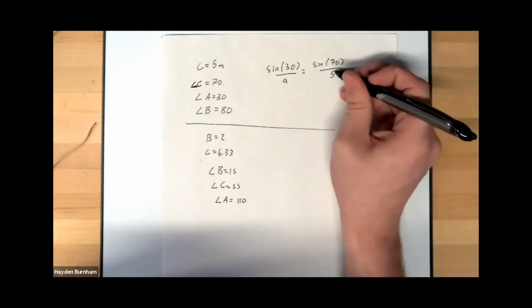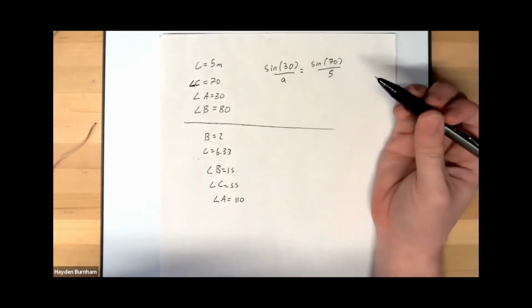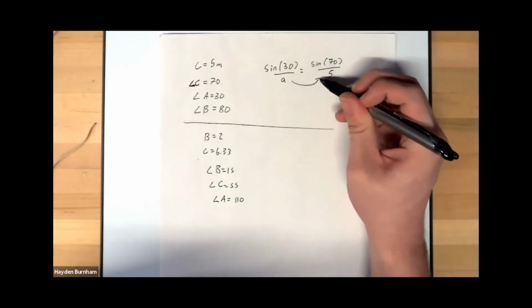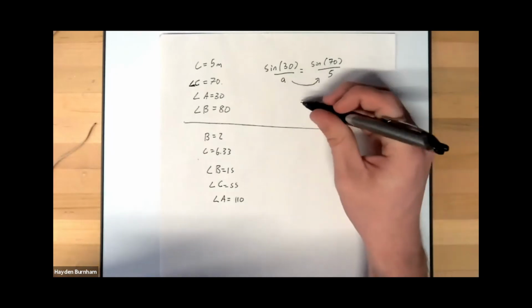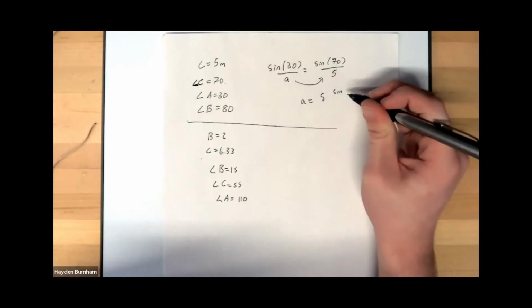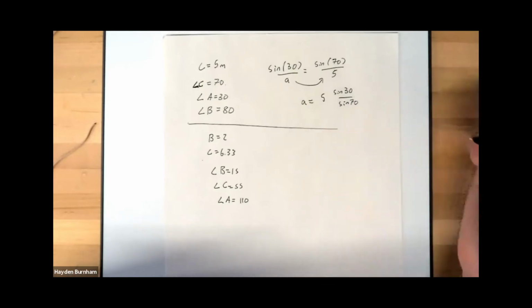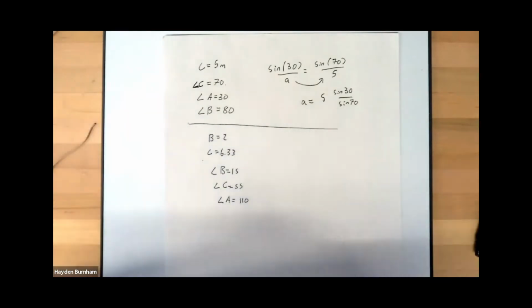At this point, it's just punching things into your calculator. But if we want to do a little bit of the algebra, we would move the A over here, and we can also divide by that. Basically, you can end up with A equals 5 times the sine of 30 over the sine of 70.